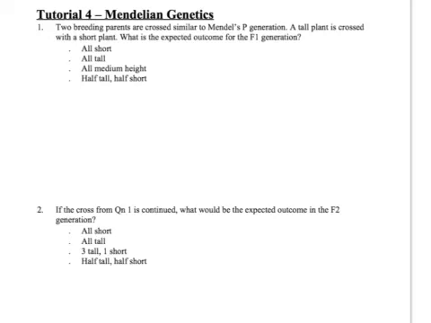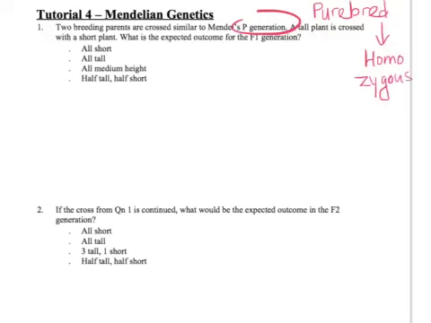Alright, so let's look at question 1. We have two breeding parents crossed similarly to Mendel's P generation. Big clue over there. When you see P generation, we are referring to purebreds. Purebreds mean that they need to be homozygous. Okay, so what that means is that every gene comes with a pair of alleles, and in a homozygous gene, it needs to have two alleles that are exactly the same. Okay, they can't have different pairing.